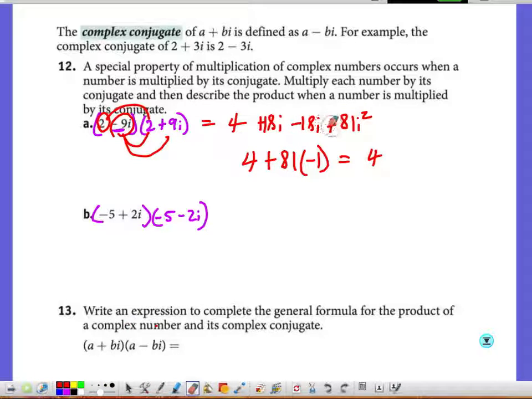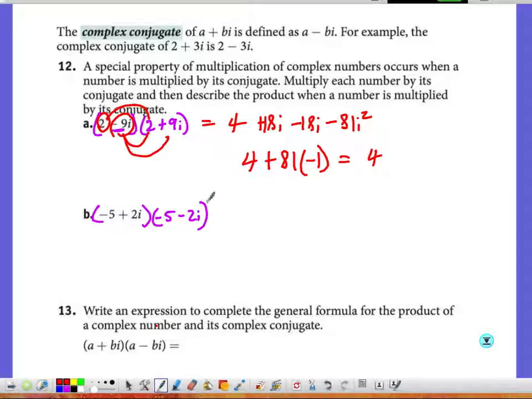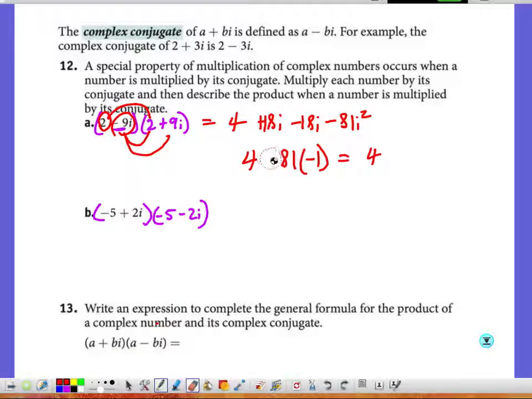This is supposed to be negative 81 because I have negative 9 times positive 9. So negative 81. So that means to change that, negative 81. Okay, so now I have negative 81 times negative 1. Well, that's basically 4 plus 81. And so you add those together, and we see that we get 85.